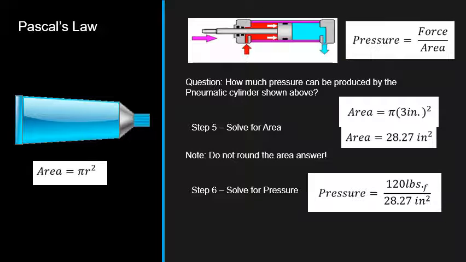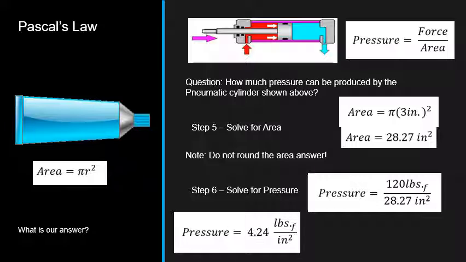Step 6, we'll solve for the pressure. Our pressure is force over area, so 120 pounds over 28.27 inches squared. And we find that our pressure is 4.24 pounds per inch squared.